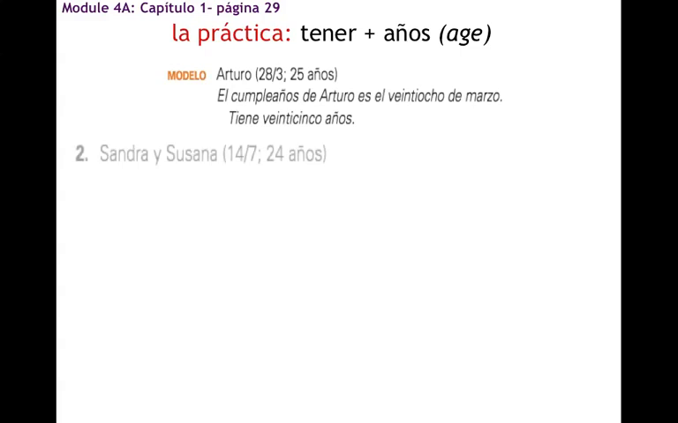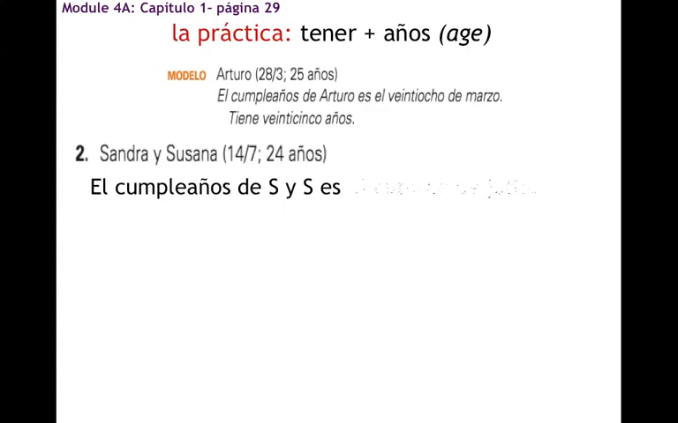Más práctica. Número 2. Sandra y Susana, su cumpleaños y su edad. ¿Cuándo es el cumpleaños de Sandra y Susana? El cumpleaños de Sandra y Susana es el 14 de julio. ¿Cuántos años tienen?